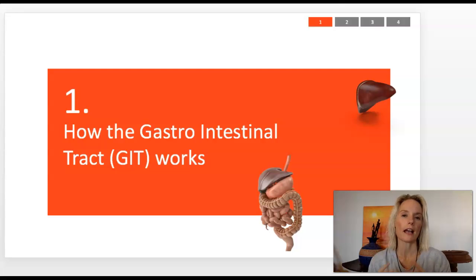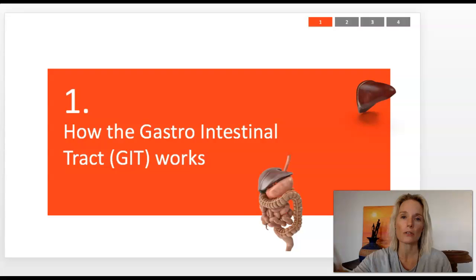I'm going to be looking at, in part one, how the gastrointestinal tract works. And it's quite interesting to look at what's going on with the processes that are responsible for digestion, so you can make your own decision on what is going on in my body at the present moment and what can I do to help facilitate the best outcome possible for it.